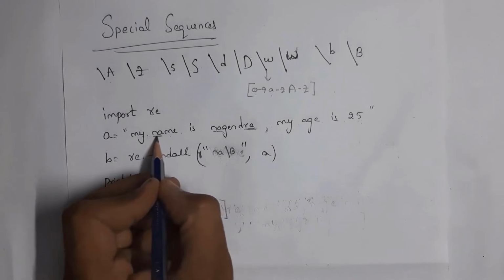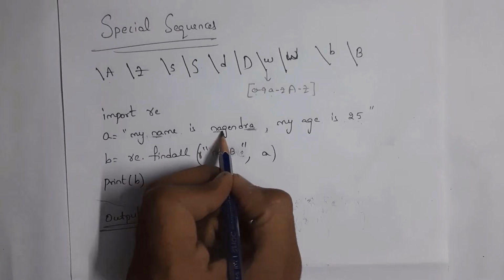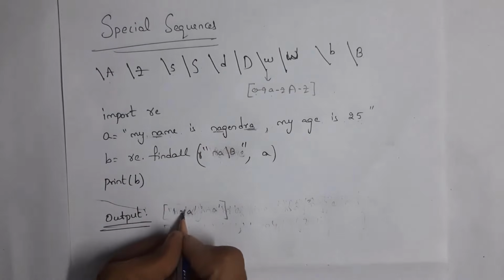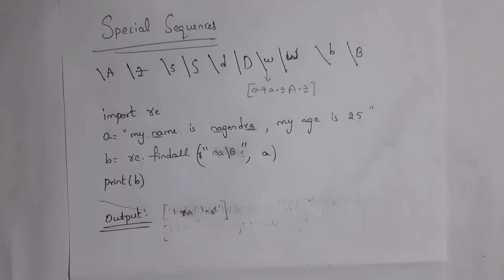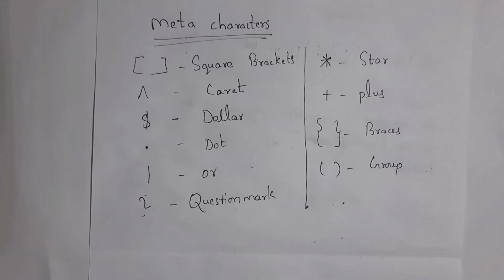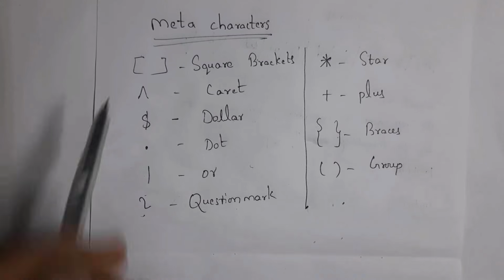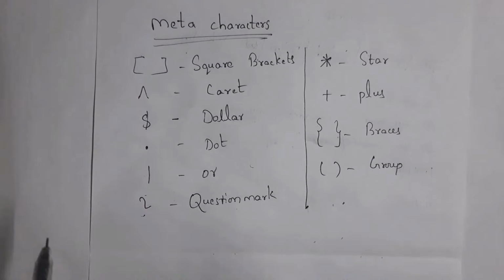Yes, name contains NA first and Nagendra contains NA first. So it will print output NA and NA. This is my output. This is the use of \b and \B. These are various special sequences that we use in regular expressions. Next I will explain various meta characters that we use in regular expressions.